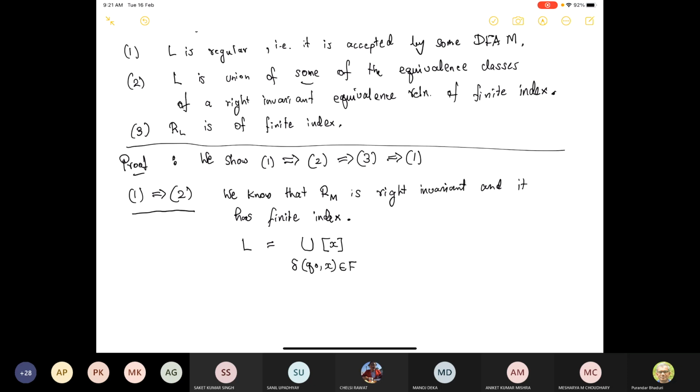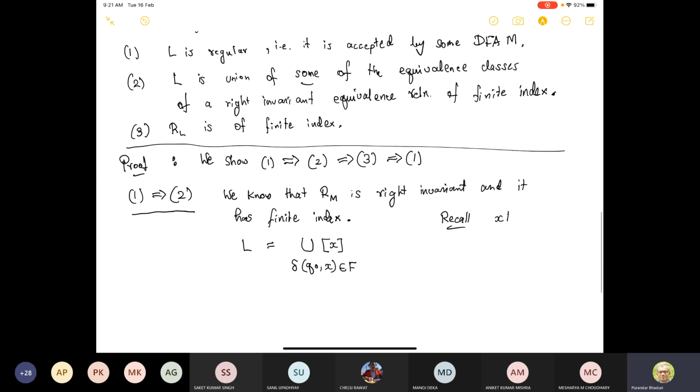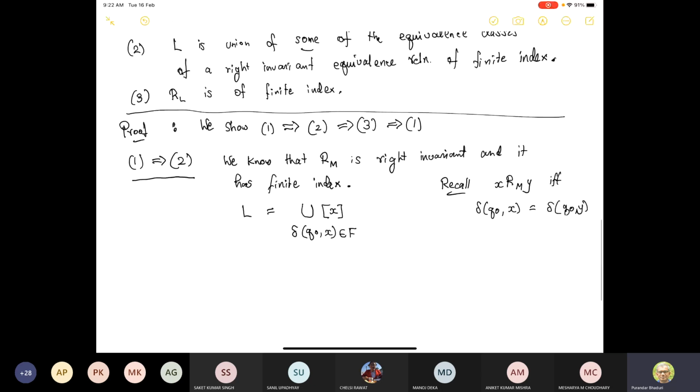So we are done. So one implies two. Any doubts about this? You want me to go over any detail here? And recall that X RM Y if and only if delta(q0, X) is the same as delta(q0, Y). Okay. So X and Y are in the same equivalence class if they take the machine to the same state, starting from the start state.